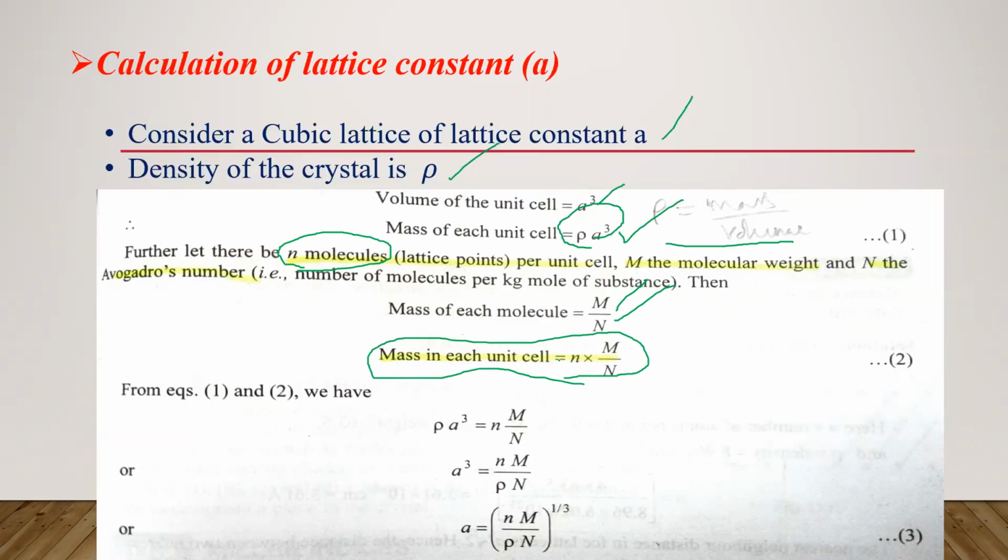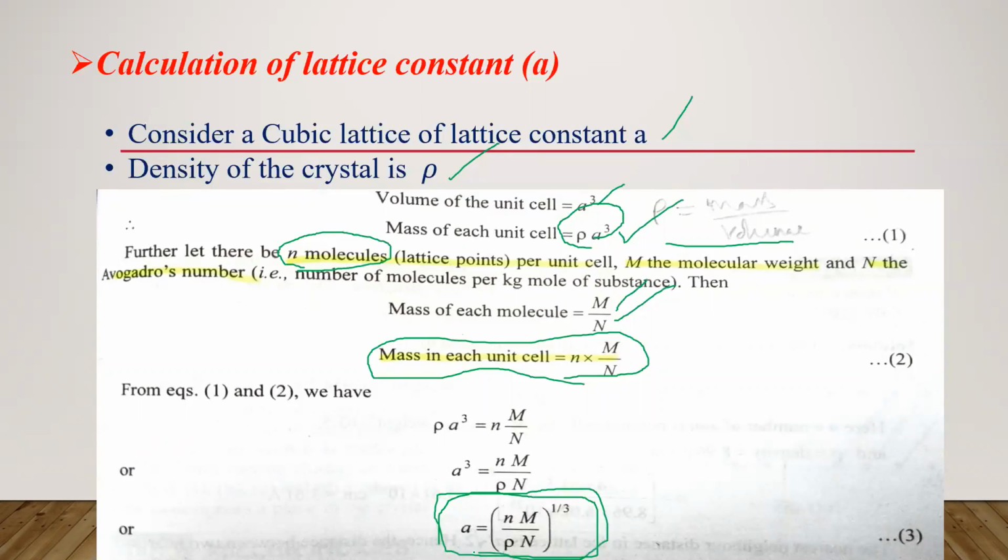Now let us consider that the mass of each unit cell, rho A cube, is the first equation. The mass of each unit cell equal to n into M by N is the second equation. Now comparing equations 1 and 2, since both are the mass of each unit cell, rho A cube is equal to n into M by N. We bring this rho to the other side, dividing. Then A is equal to nM by rho N, whole power 1 by 3.